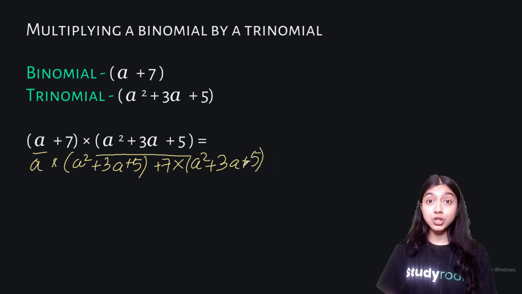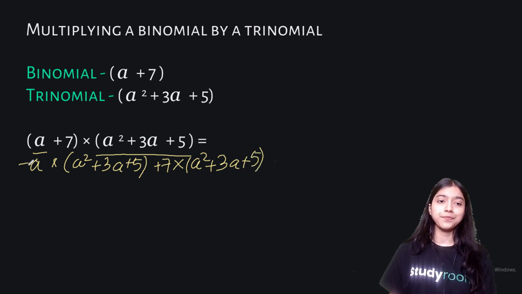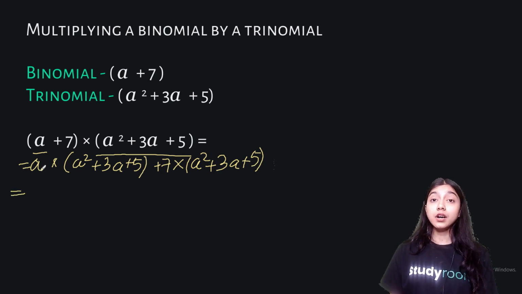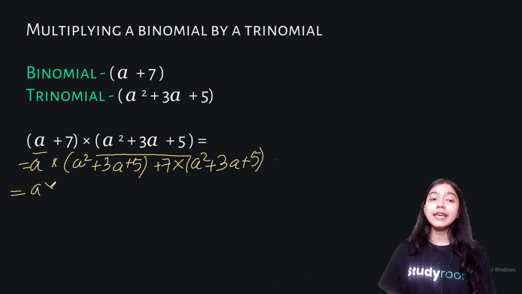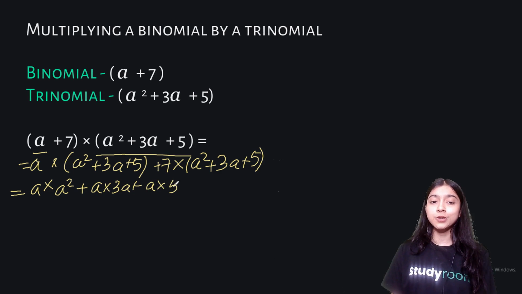The process is just the same. You just need to focus over here. So here in binomial case, what we used to do is, we have to multiply this first term with the next 2 terms. But here what we have to do is, we have to multiply a with each of the 3 terms. Okay. So what I'll do is, I'll multiply a first with the first term of the trinomial, that is a square. So this gives us a into a square. Again I'll be multiplying a with this term, that is 3a. So I'll multiply a with 3 times of a. Again I have to multiply a with 5, that is the third term of the trinomial.